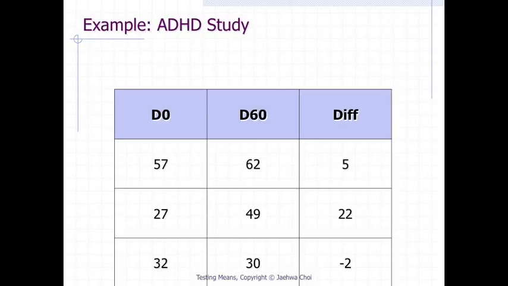Here you can see the results of 4 children in the placebo condition, D0, who received 0 milligrams of the drug, and in the high dosage condition, D60, in which they received 6 milligrams of the drug per kilogram of body weight. Notice that difference scores are shown here in the last column. When children perform better in the high dosage condition than in the placebo condition, the difference score is positive, and when children perform better in the placebo condition than in the high dosage condition, the difference score is negative.